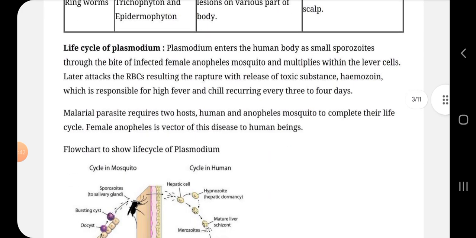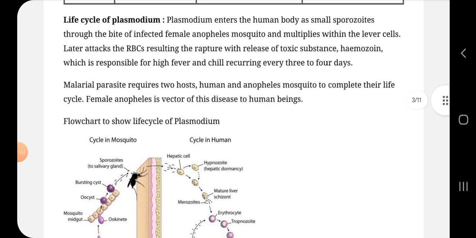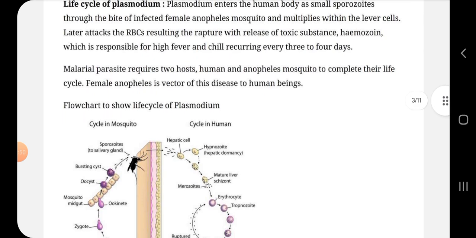Then the life cycle of Plasmodium. It enters the human body as small sporozoites through the bite of an infected female Anopheles mosquito and multiplies within the liver cells. Later, it attacks the RBCs, resulting in rupturing of RBCs, releasing the toxin hemozoin, which is responsible for high fever and chill, recurring every 3 to 4 days.